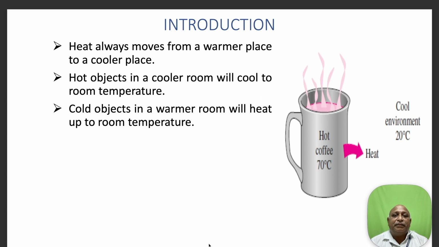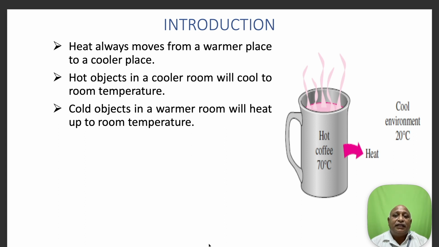As we know, heat always moves from a warmer place to a cooler place. To understand this, in the picture you can see a cup of coffee at a temperature of 70 degrees Celsius, placed in an environment whose temperature is around 20 degrees Celsius. The coffee temperature is 70 degrees Celsius. We know that heat transfers from the hot coffee to the environment. You can see the heat flow indicated by the arrow symbol.